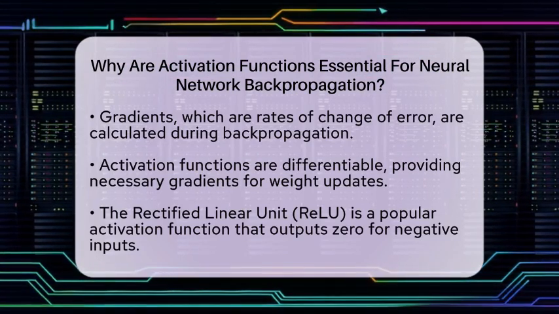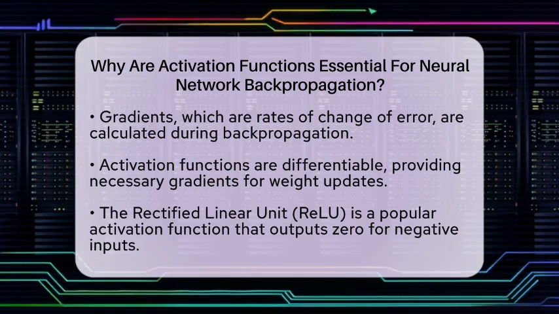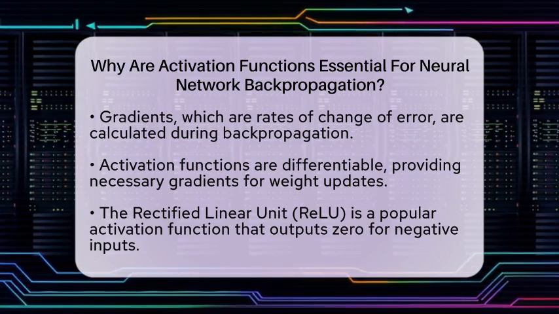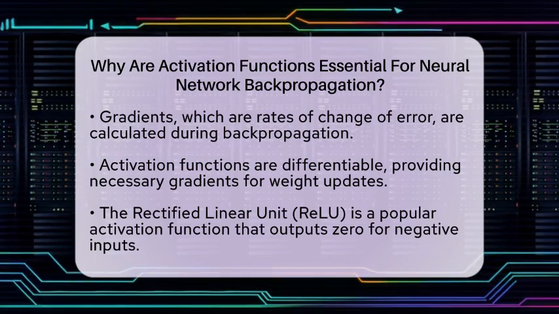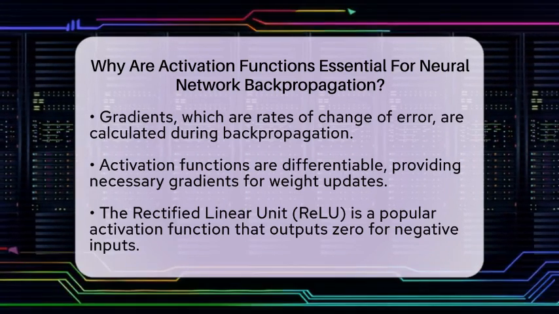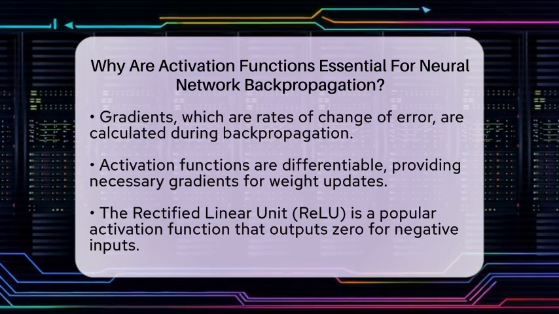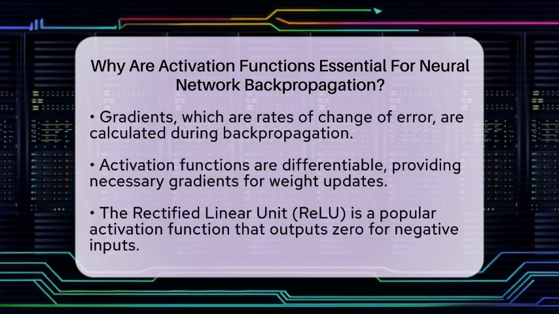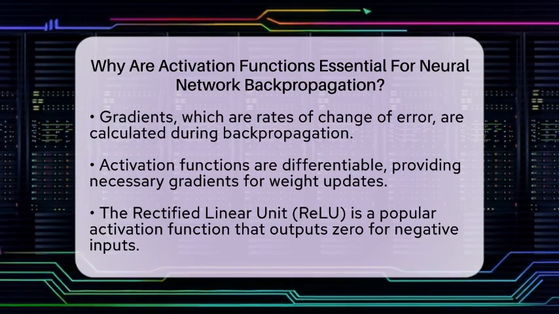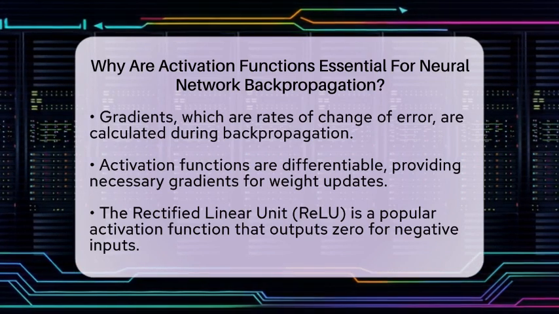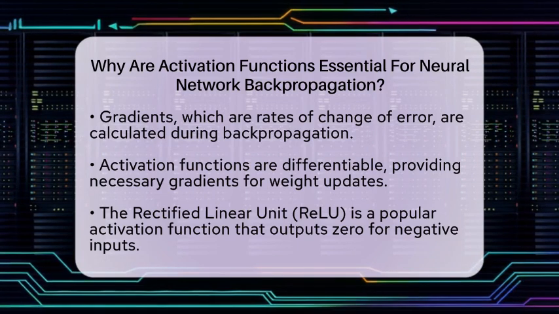Let's consider a popular activation function, the Rectified Linear Unit. This function outputs 0 for any negative input and passes positive inputs unchanged. Its gradient is either 0 or 1. This property helps maintain strong gradient signals during backpropagation. It also prevents issues like the vanishing gradient problem, which can occur with older functions such as sigmoid or hyperbolic tangent. This characteristic allows for faster and more stable training of deep networks.